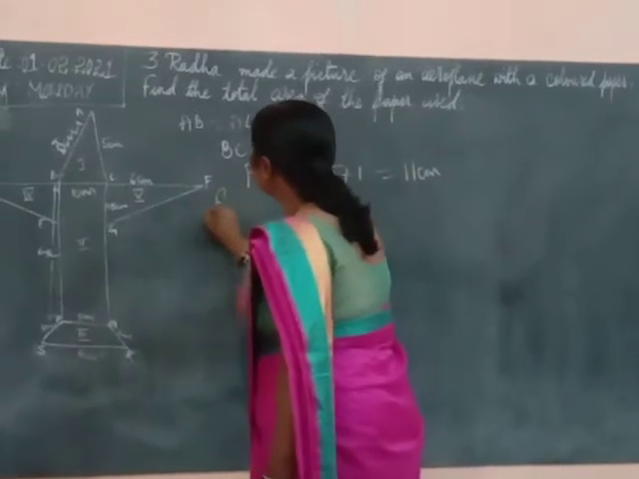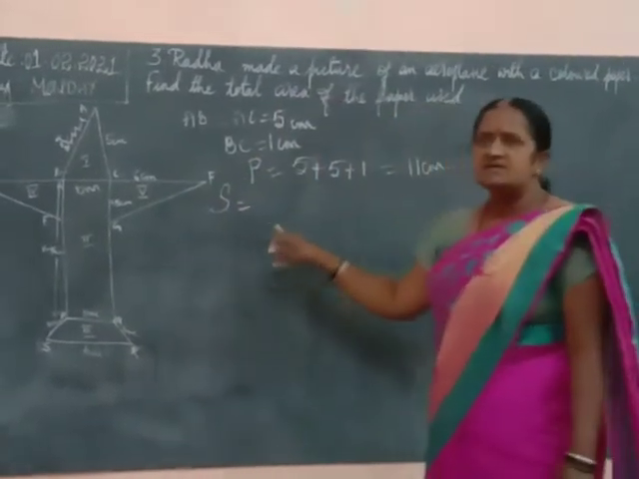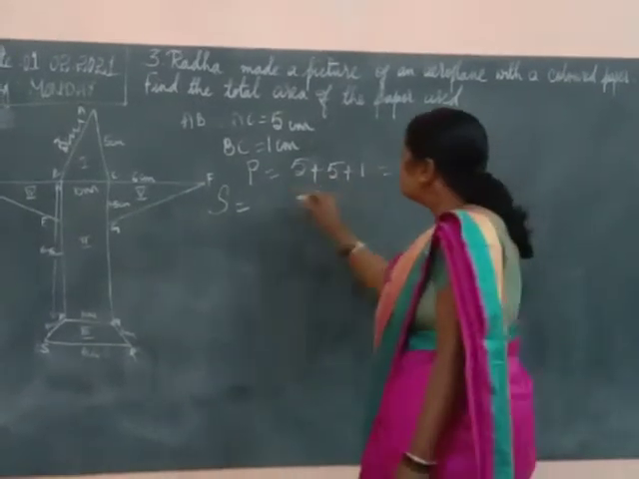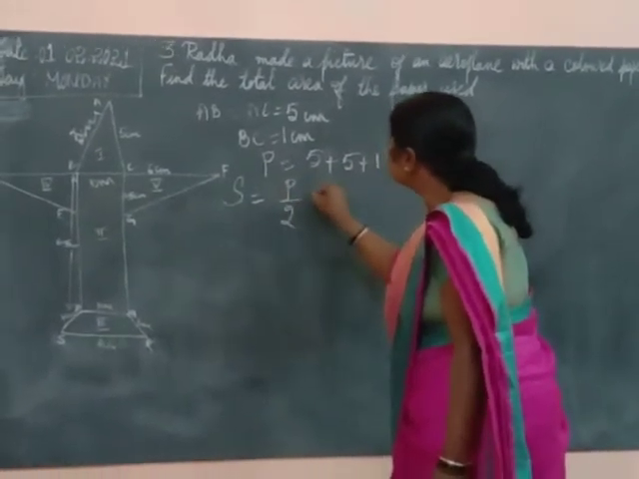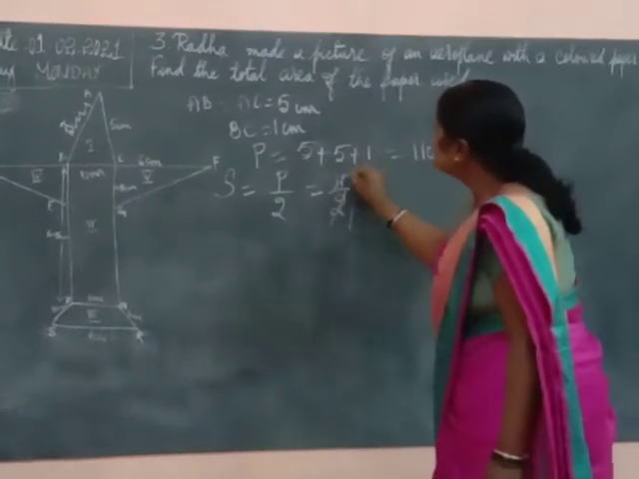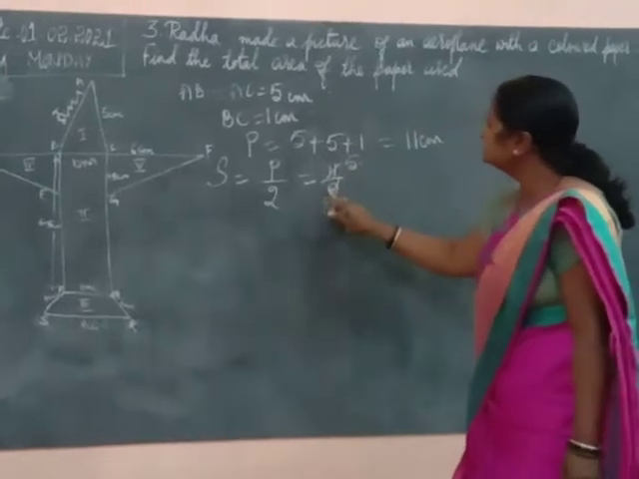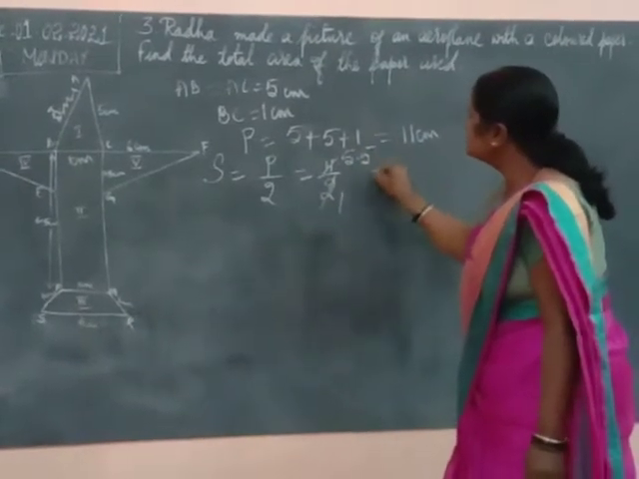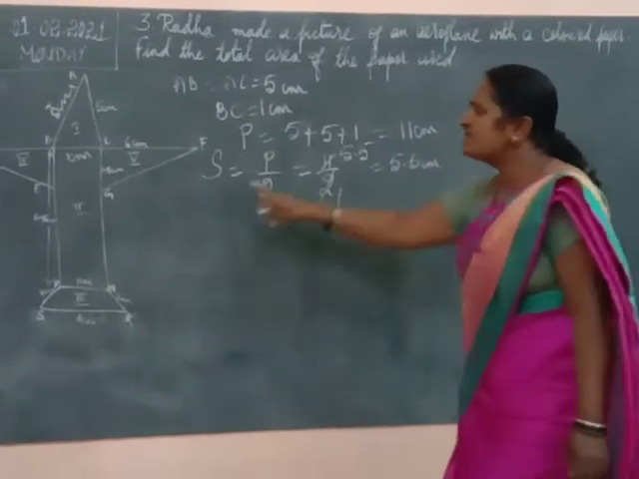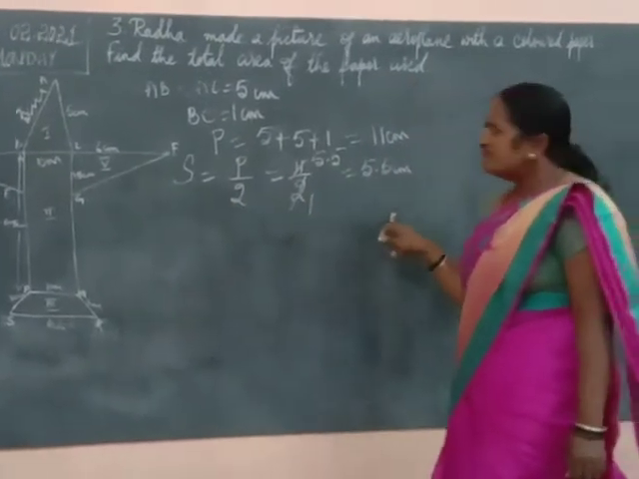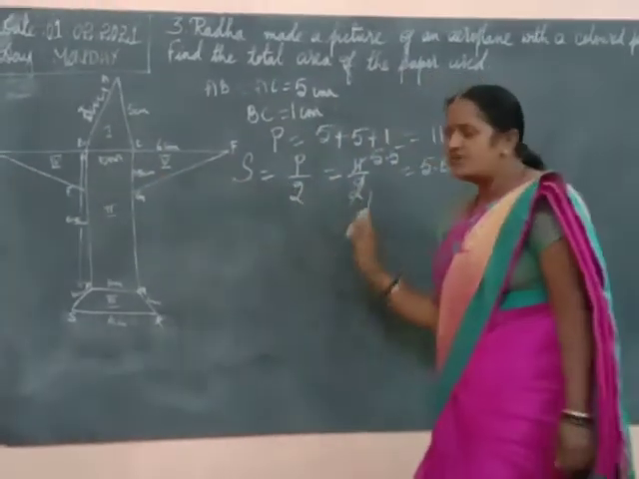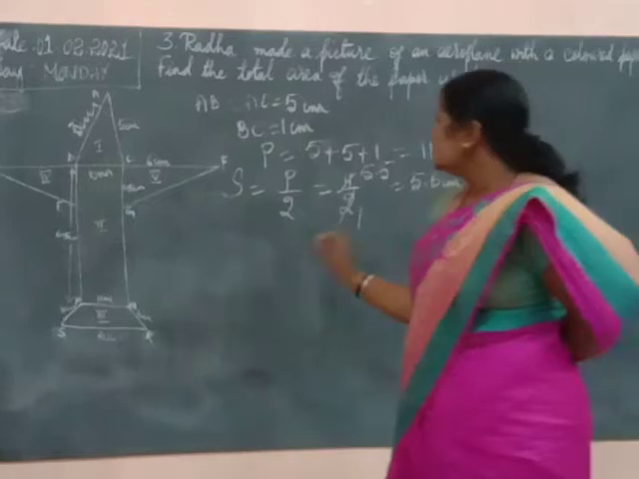Then next we have to find the semi-perimeter. Semi-perimeter means half of perimeter. Half of perimeter, P by 2, that is equal to 11 divided by 2. 2 fives are 10, 2 ones are 2. That is equal to 5.5 centimeter. So semi-perimeter we got, and we know A, B, C, all the sides. So now let us use the formula.